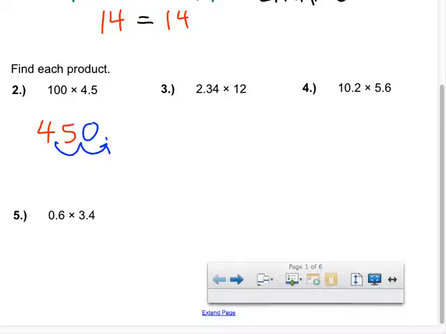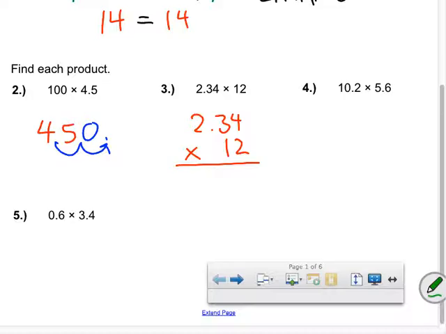Now for number 3, can somebody share with me their answer? And then we'll work it out. Jayla, what's your answer? 28 and 8/100. Let's take a look. Did everybody else get that answer? Let's verify. So 2 and 34/100 multiplied by 12. A little bit of review.